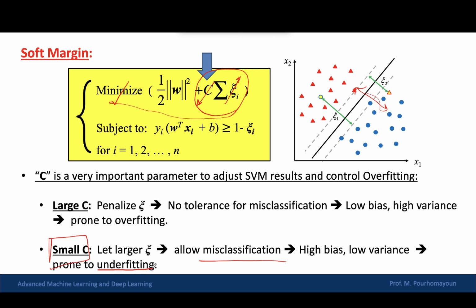Okay, so simply by adjusting this C, you can make your model less overfit, or you can adjust whether it can tolerate misclassification or not. If your model is overfit, you have to reduce this C. Remember that.